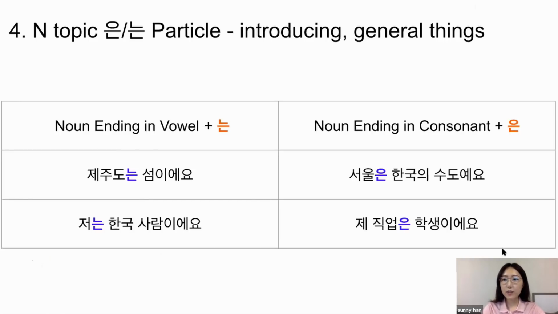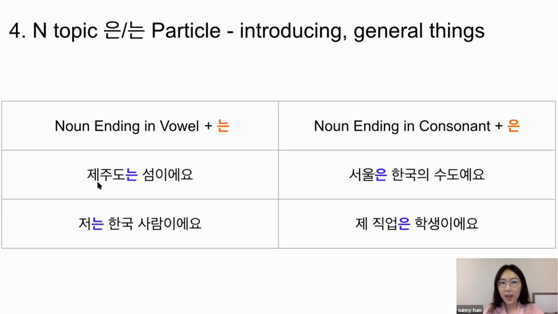So now we're gonna move to 은는. So it's the same. We add 은는 after the noun for introducing yourself or introducing something or general things. Okay. If there is no 받침, ending with a vowel, we add 는. If there is 받침, we add 은.